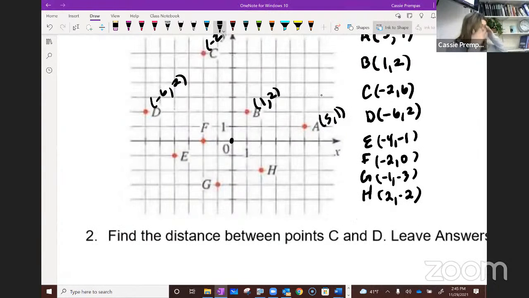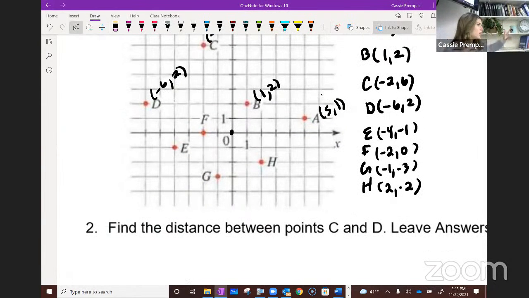All right, ladies and gentlemen, check your points. The trickiest one I would say is point F. Check to see that point F is at -2, 0, because you didn't go up and down any direction. So your y is 0.